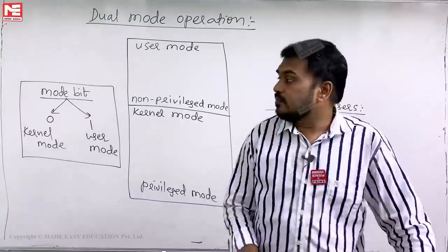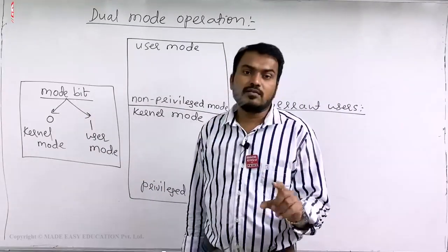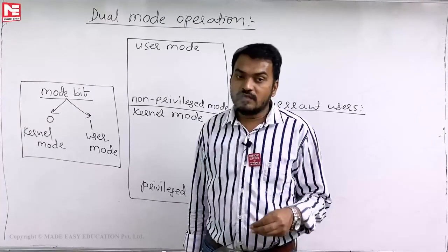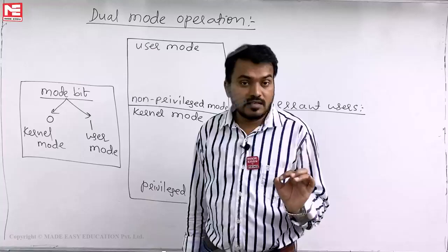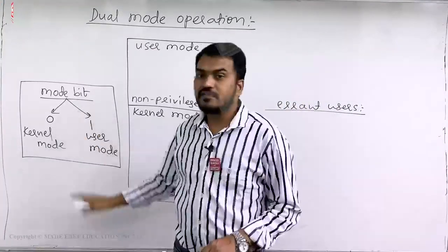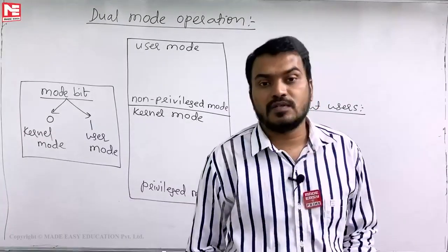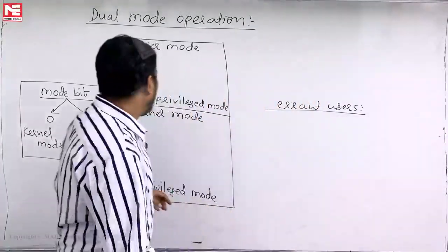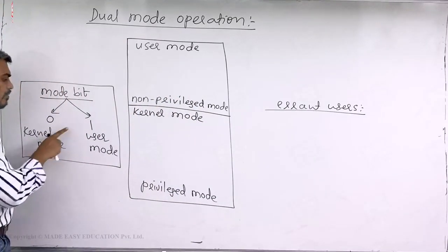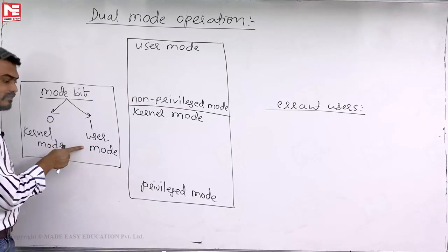Now remember, the mode bit is used to identify in which particular mode the current instruction is executing. If the mode bit is 0, it means the current instruction is in the kernel mode. Mode bit is 0 है तो kernel mode, 1 है तो क्या होगा? User mode. Is it clear?